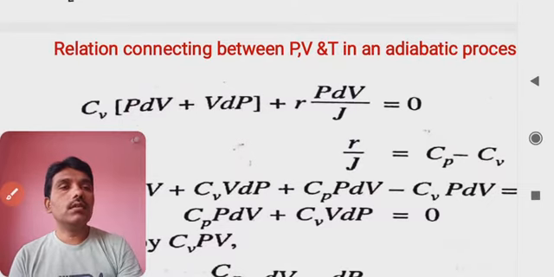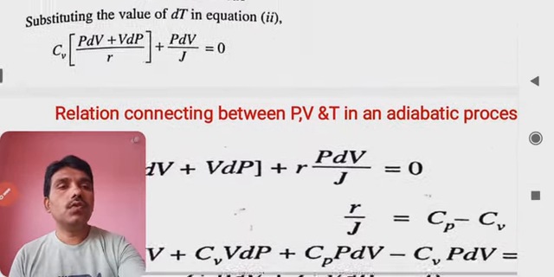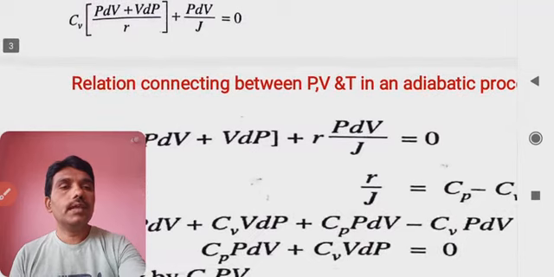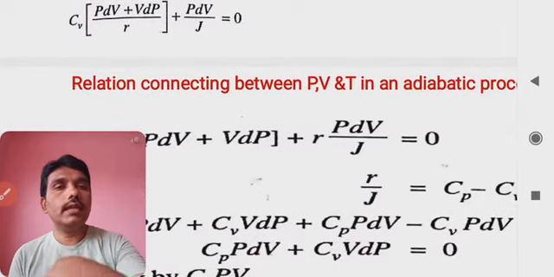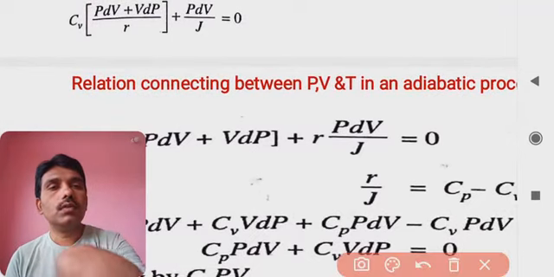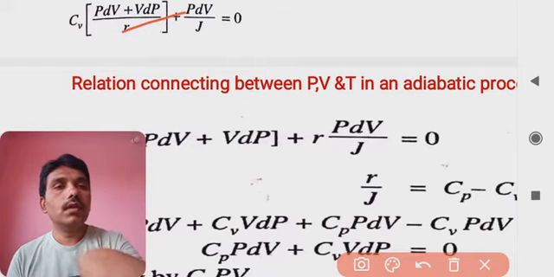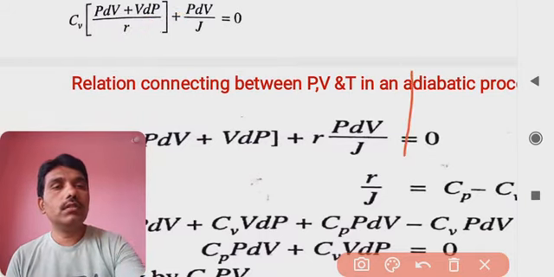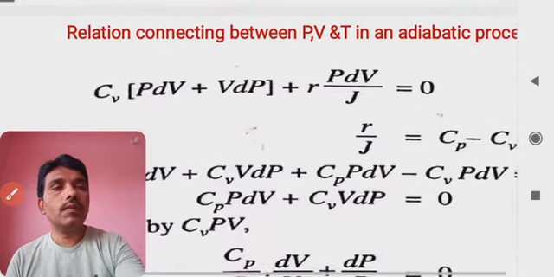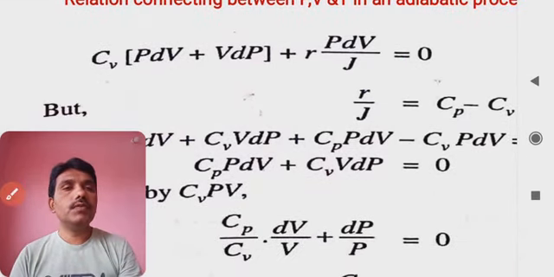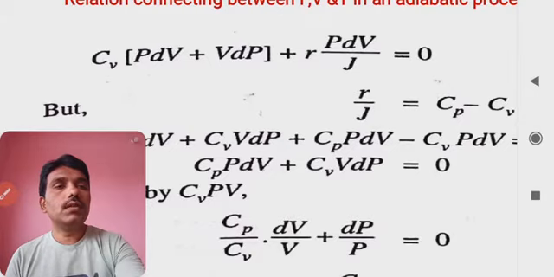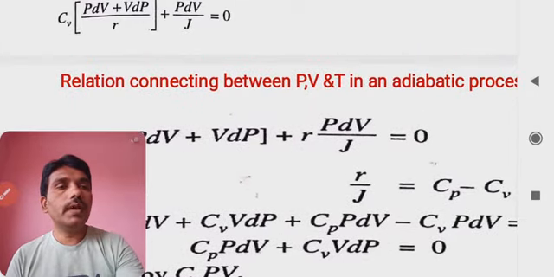Again rearranging, cross-multiplying, it will become R into PdV. So we have again the new relation, that is Cv (PdV plus VdP) plus R PdV by J is equal to 0.